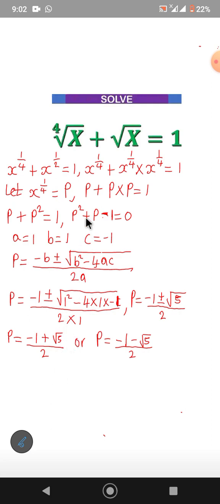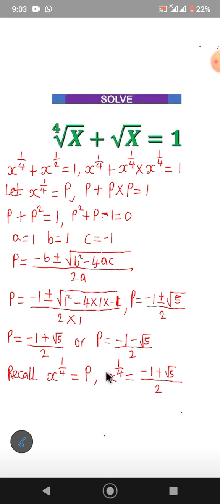But if I want to get the value of x, I'm going to use only this positive value of p to get the value of x. So recall, x raised to the power of 1/4 equal to p. Now I'll write s raised to the power of 1/4 equal to this value here, minus 1 plus root 5 all over 2.